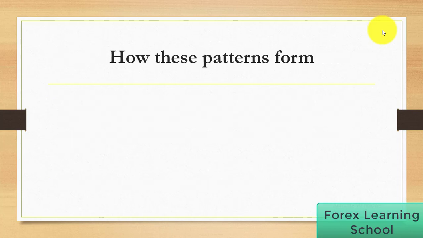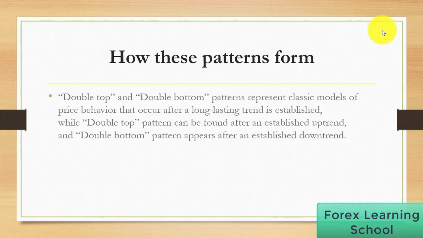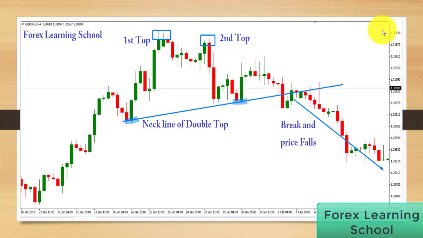How these patterns form. Double top and double bottom patterns represent classic models of price behavior that occur after a long-lasting trend is established. A double top pattern can be found after an established uptrend, and a double bottom pattern appears after an established downtrend. Here are the examples of double tops.